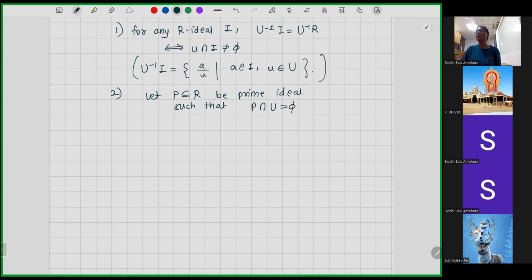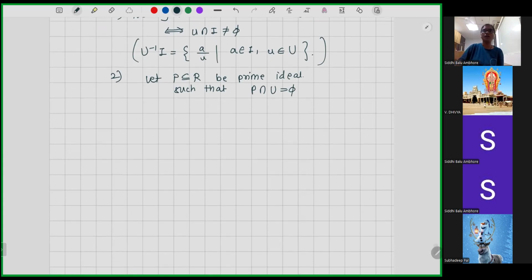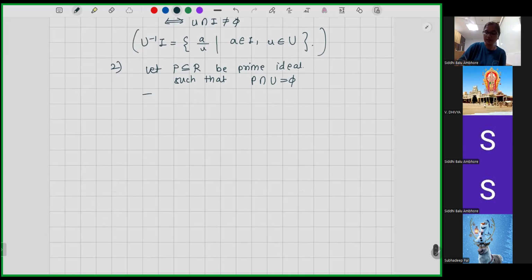Okay, P is not intersecting with that multiplicative set U. Then this U inverse P is a prime ideal in this U inverse R. So prime ideals remain prime in this localized ring only if the intersection of that prime ideal in the base ring does not intersect with the multiplicative set which we will be inverting.